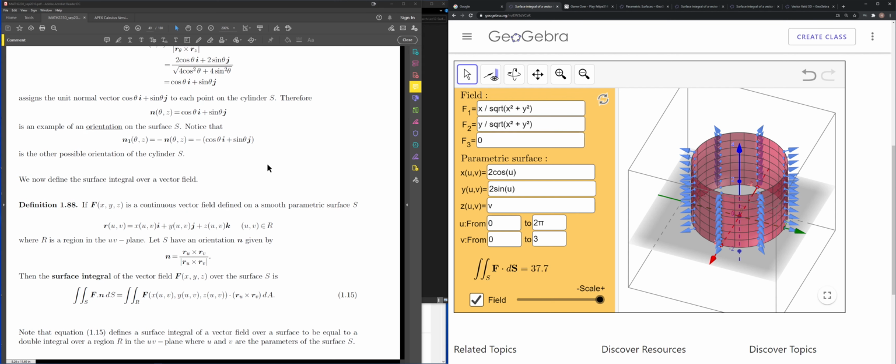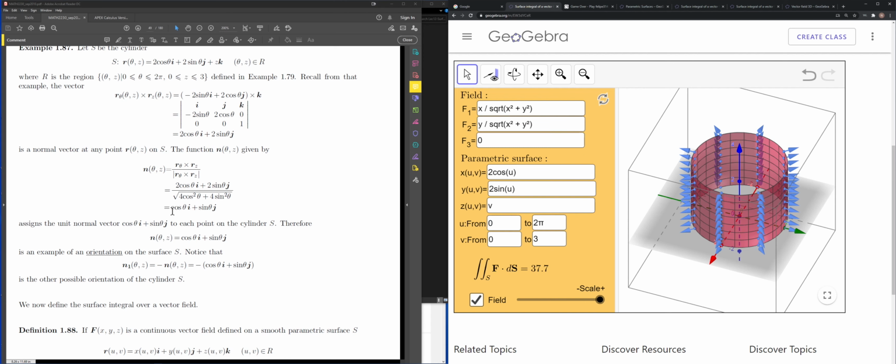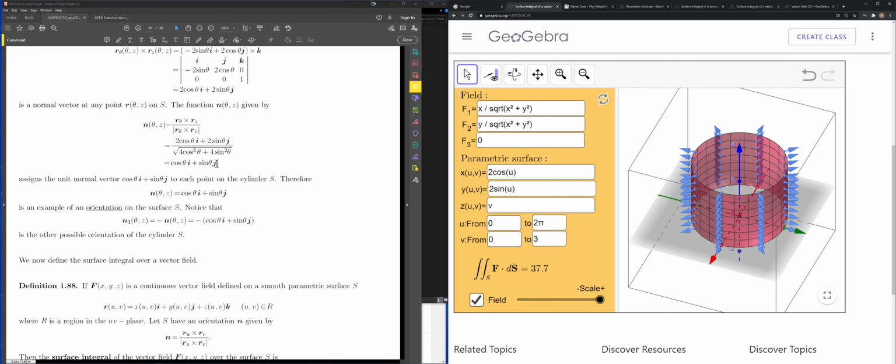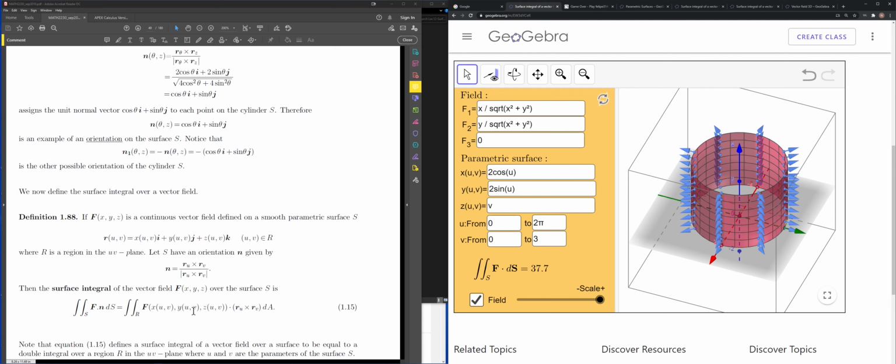In the case of this cylinder here, where we had parameter variables theta and z, the r_theta cross r_z was 2 cos theta i plus 2 sin theta j. And when we divide by its own length, we get cos theta i plus sin theta j, right? Okay, so this gives me an orientation which is pointing out like this over here for the cylinder, right? Okay, so what I have for my definition of my surface integral is I'm going to have some smooth parametric surface, such as this one over here, right? I'm going to have an orientation for it, right?